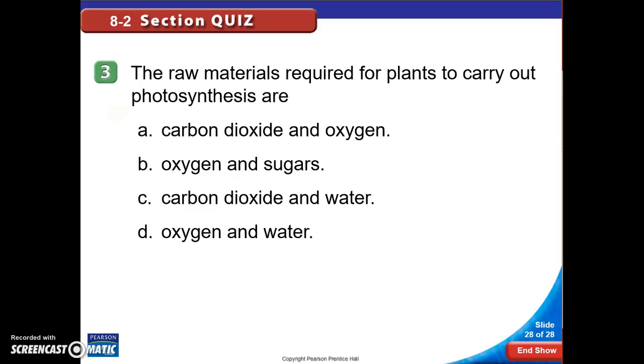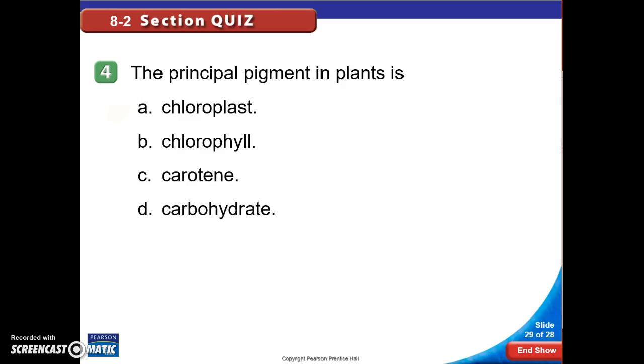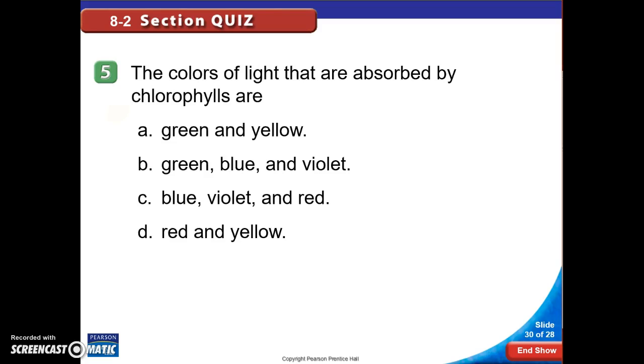The raw materials required for plants to carry out photosynthesis are, you should know, carbon dioxide and water. The principal pigment in plants is, there are a lot of C words here. Which one is it? It's chlorophyll. The colors of light that are absorbed by chlorophylls are, you should know, blue, violet, and red.